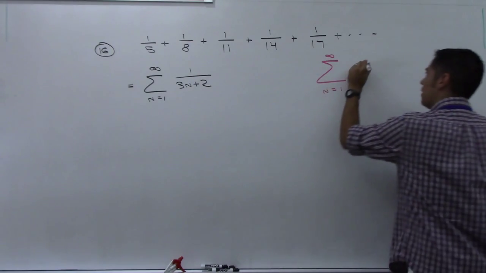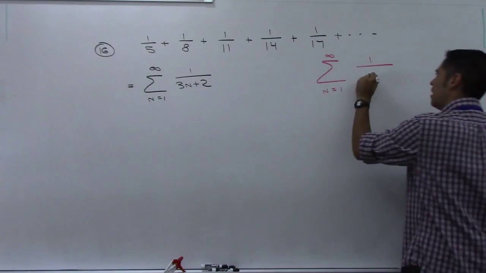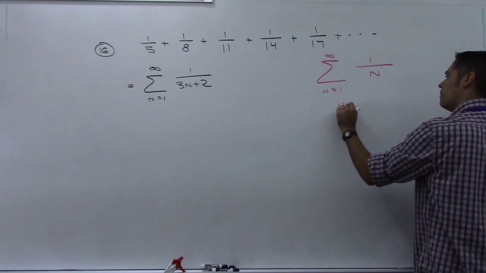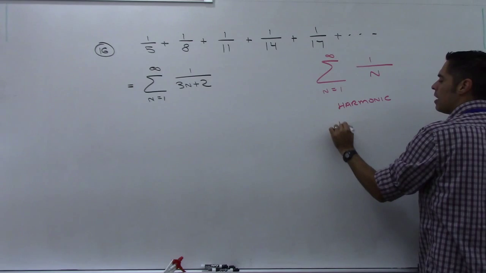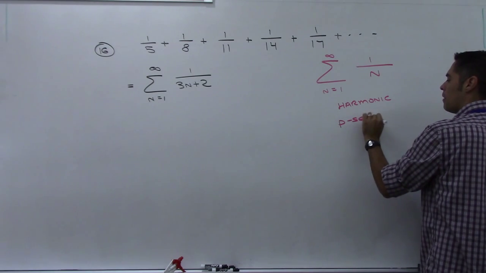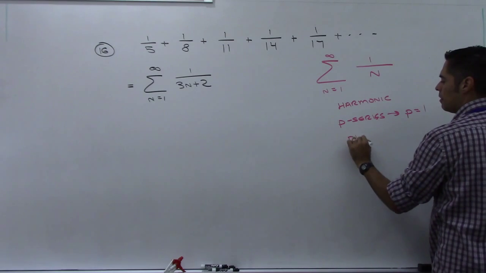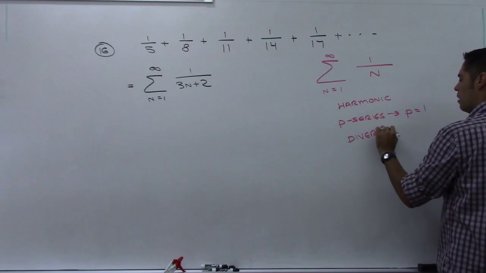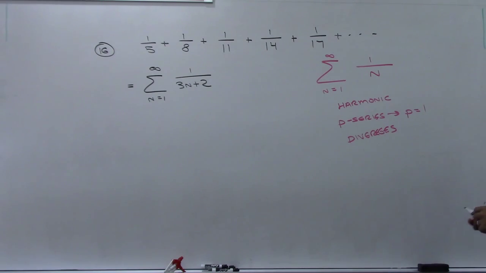Well, the top, as n gets big, just stays at 1. The bottom really just acts like n. And I know that this is harmonic, or you could say a P series with P being 1, which of course diverges. They're the same thing. All right, so I know this is a divergent series.